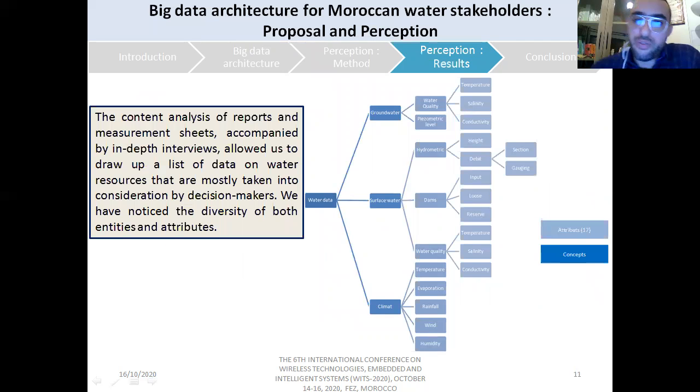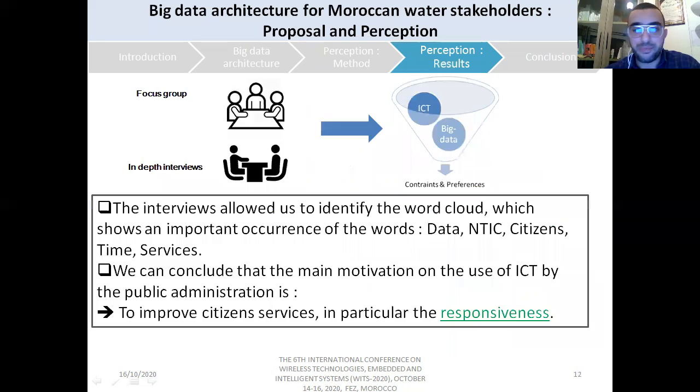The first result of the content analysis of reports and measurement sheets, accompanied by in-depth interviews, allowed us to draw up a list of data on water resources that are mostly taken into consideration by decision makers. We have noticed the diversity of both entities and attributes. According to this analysis, water data can be divided into three categories: groundwater, surface water, and climate data. For example, climate data is measured by their attributes: temperature, evaporation, wind, rainfall, and humidity.